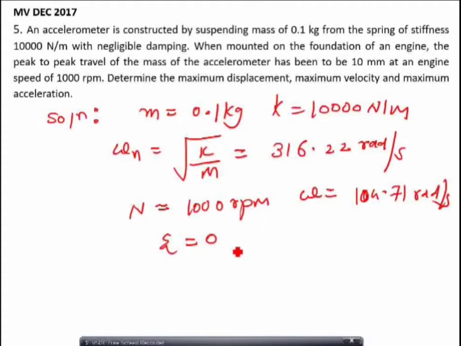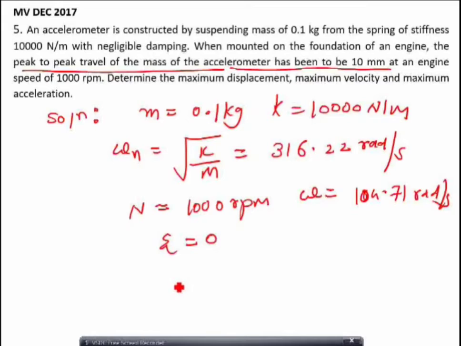Now it is very important to understand that this is a problem of an exometer, and in the last problem they have given you the recorded acceleration and the actual acceleration. But see, even if this is an exometer, you can also measure the displacement from it as well as the velocity from it. They haven't given you the recorded or the actual acceleration, but they have given you the condition. When mounted on the foundation of the engine, the peak to peak travel of the mass of an exometer has been found to be 10 mm at an engine speed of 1000 rpm.